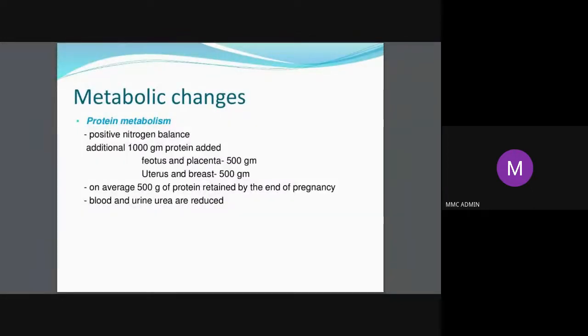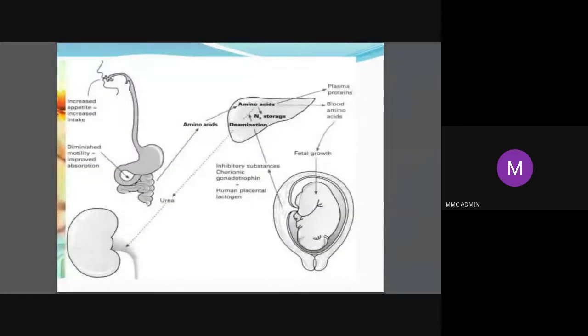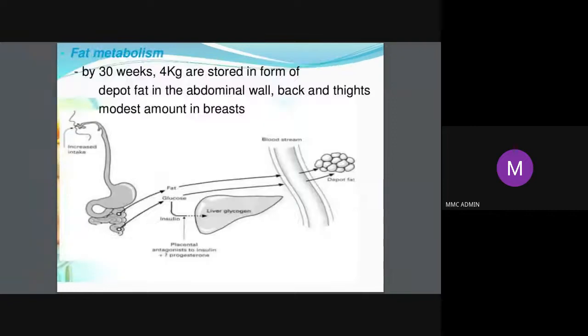Okay, so protein metabolism, there is a positive nitrogen balance. So protein is deposited everywhere because the fetus, placenta, everything, all of them require the protein. Next. Okay, so there is a fat deposition again because of hyperinsulinemia. There is fat deposition in all parts of the body.